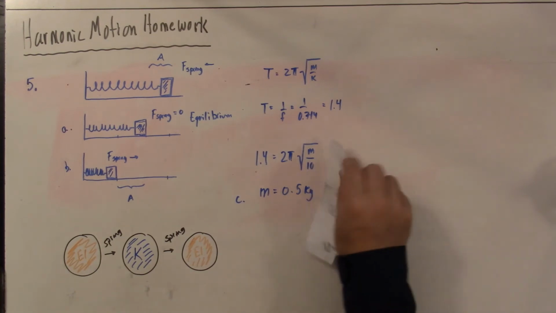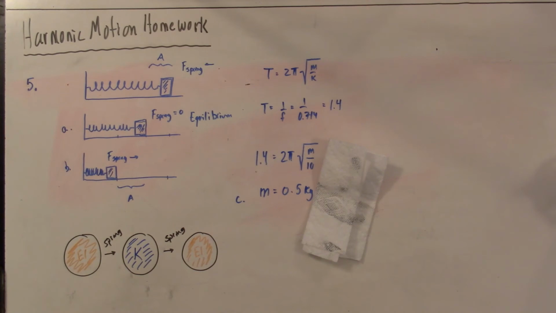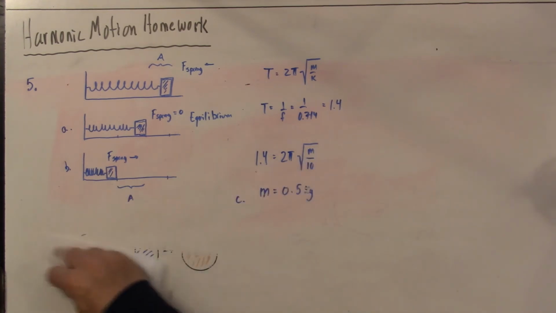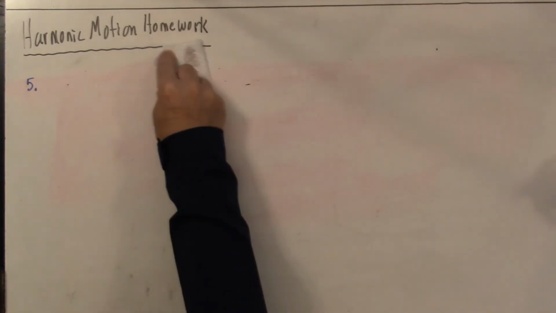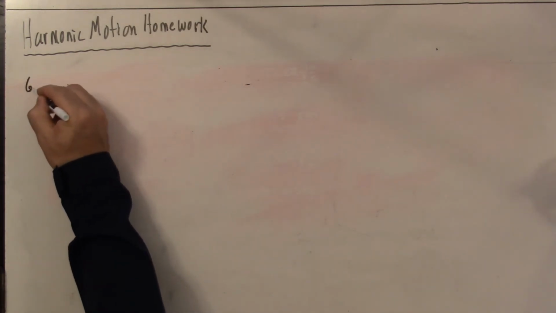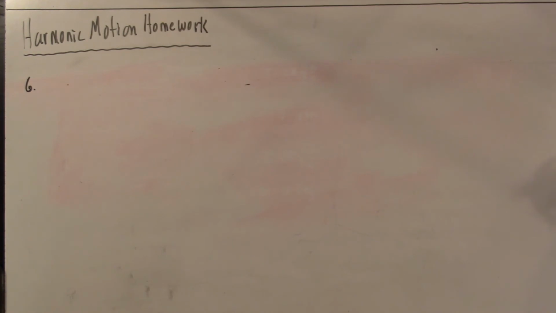Okay, let's reset for 6. A pendulum with length 1.2 meters and a bob of mass 3 kilograms is set on the moon where g is equal to 1.6. Ooh, find the period of oscillation.